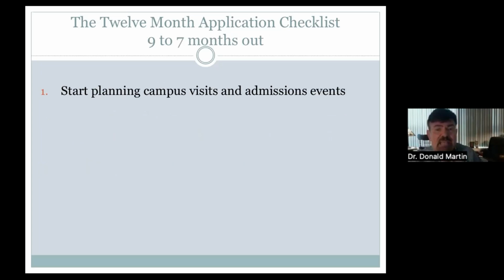Okay, nine to seven months out. Where you can, this is the time to start planning some campus visits and admissions events. Now, granted, if you live in India and you're wanting to study in the United States, you are not going to be able to visit in person all of the institutions on your spreadsheet. Obviously, that would be impossible. However, most institutions offer what is called a virtual campus tour that takes you on a complete tour of their entire campus. I would have that as one of the items on your spreadsheet.